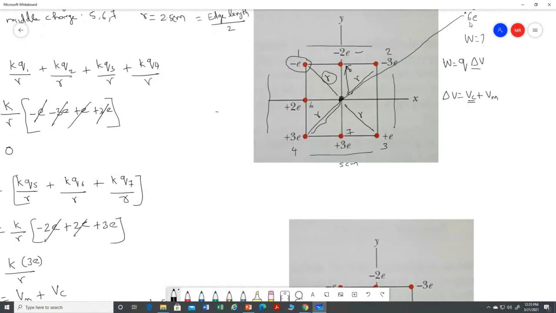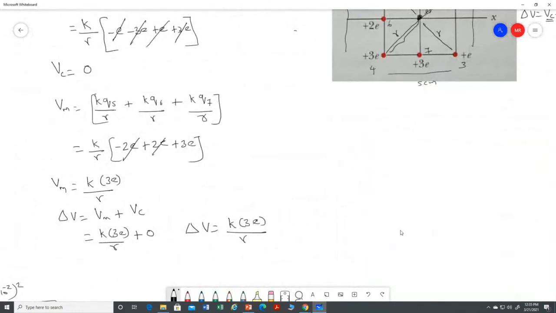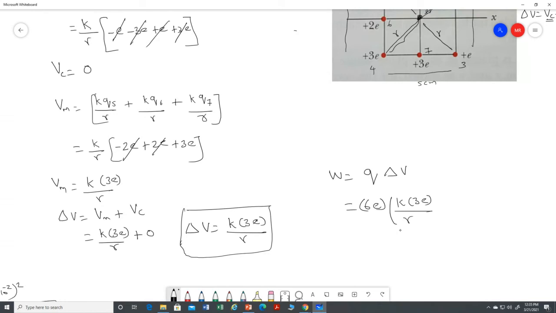So you have to bring this 6E charge from infinity. So here I'm going to use this rule. If you use this rule, what will happen, my dear? My work done is equal to Q multiplied by delta V, and here my Q is nothing but the 6E charge. Am I right? Yes. And what is my potential here? Multiply by K multiply by 3E divided by R.